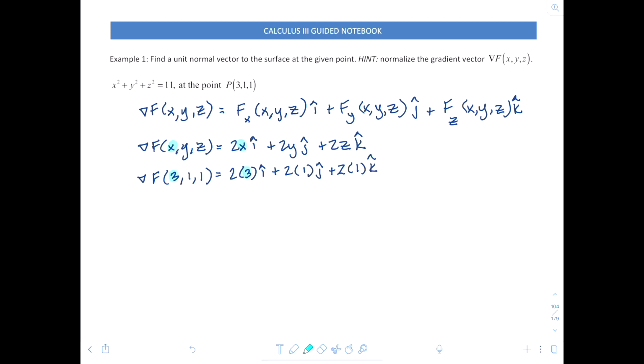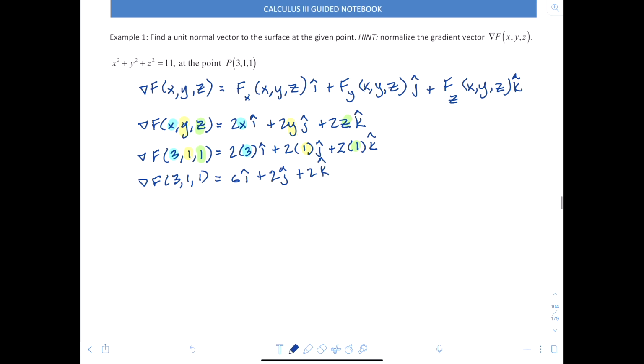Wherever there was an x, I put a 3. Wherever there was a y, I put a 1. And wherever there was a z, I put a 1. Groovy? All right. So del f at 3, 1, 1 will be 6i plus 2j plus 2k. Cool? All right, well, we want to normalize this, because we want the unit normal vector.